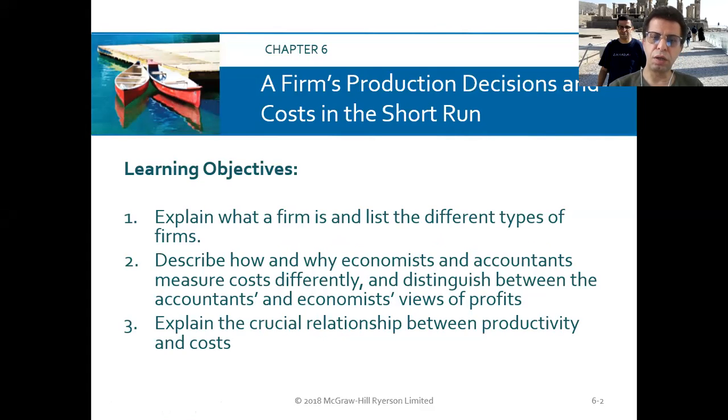In this chapter, we're going to explain what a firm is and list the different types of firms. We'll describe how and why economists and accountants measure cost differently, and distinguish between the accountants' and the economists' view of profit, and explain the crucial relationship between productivity and cost.